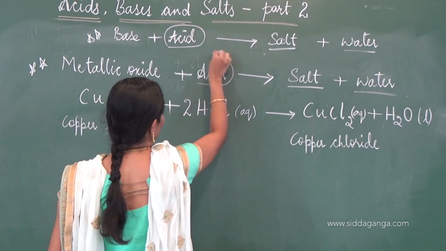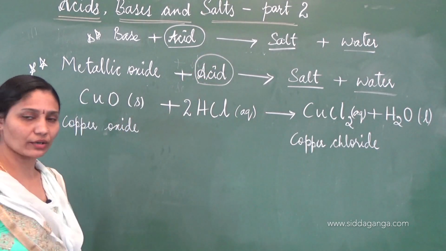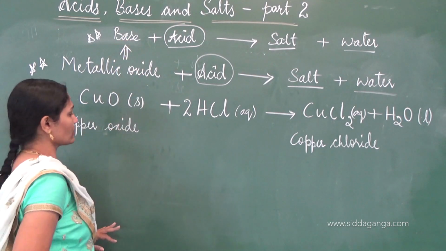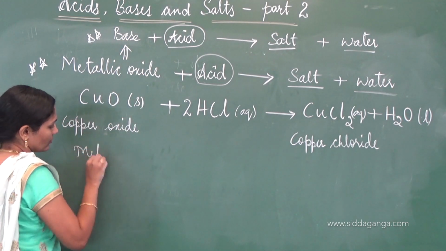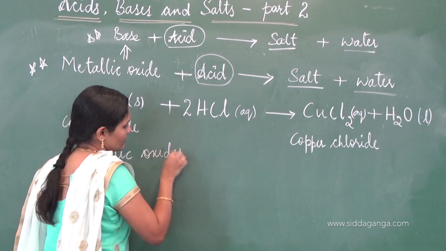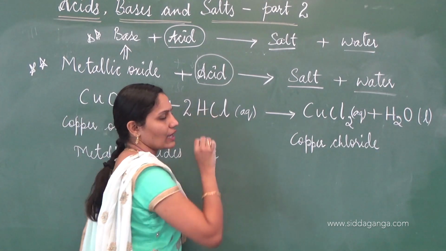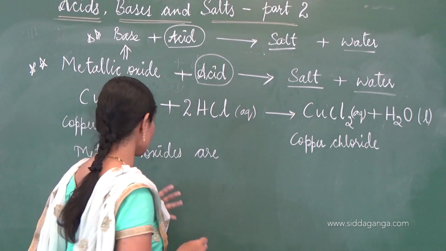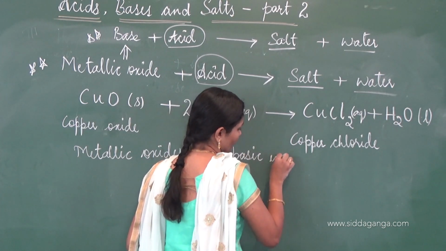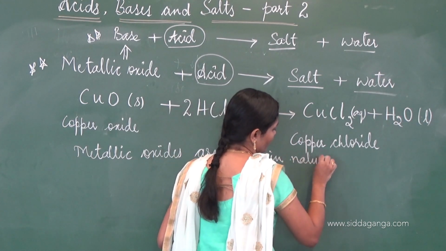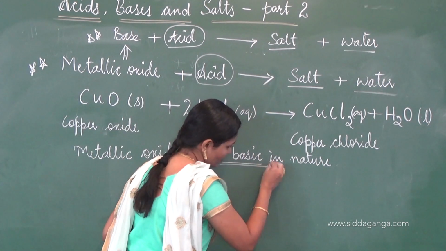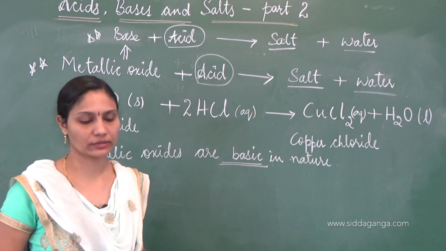This is an acid and here is an acid. From this, what you can conclude is metallic oxides are basic in nature. Could we write that? The nature of metallic oxides. I am discussing the nature of metallic oxides. Metallic oxides are basic in nature. Please note it down and underline this in your textbook.